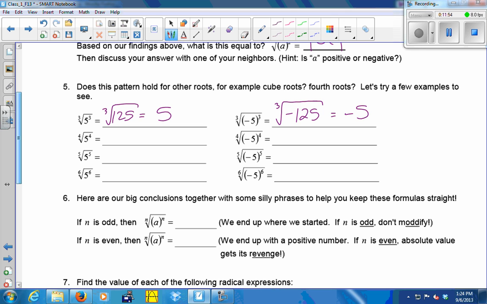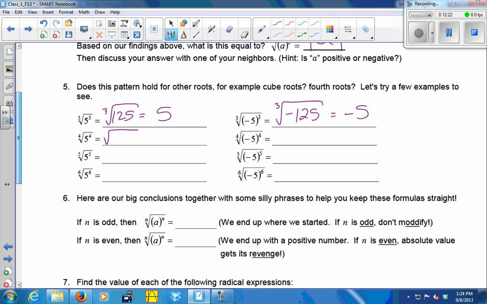When the index is odd, they actually do just cancel each other. Cube rooting a cube, you get the number back. So the cube root of 5 cubed is 5. The cube root of -5 cubed is -5. So when the index is odd, you can just think of them as canceling. So here's another even. The 4th root of 5 to the 4th. So 5 to the 4th, what's that?